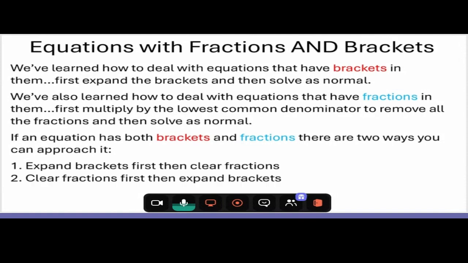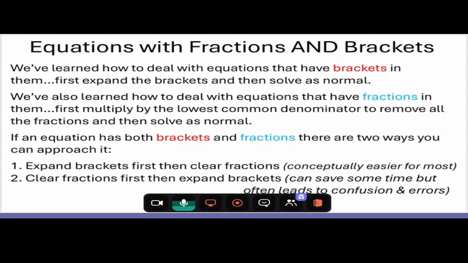You can either expand the brackets first, then clear the fractions, which, for most people, makes more sense. And it's hard to get into exactly why that is. You can clear the fractions first and then expand the brackets. And that is often going to be a bit faster, but it also leads to a lot of confusion and errors because when people clear the fractions, they try to multiply too many things by the common denominator instead of just the things that should be multiplied.